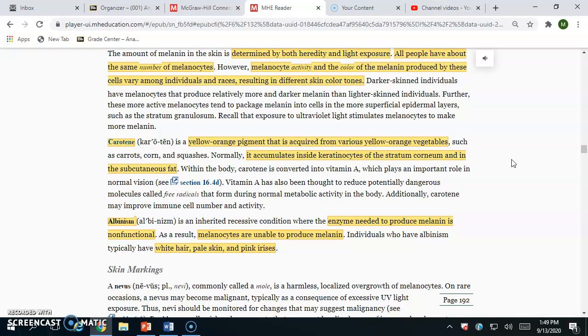All right, and I'm running out of time for the last objective, so I'll start talking about it in the next video. So we'll talk about albinism and then move on with our other objectives over the integumentary system.